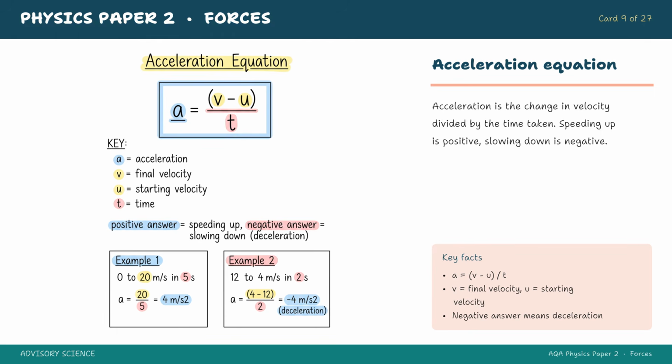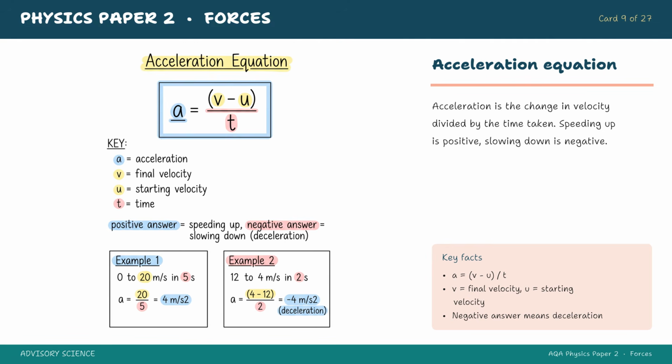It's an equation you need for acceleration. Acceleration equals the change in velocity divided by the time taken. Here, u is the initial velocity, v is the final velocity, and t is the time taken. This equation tells you how quickly an object's velocity changes.